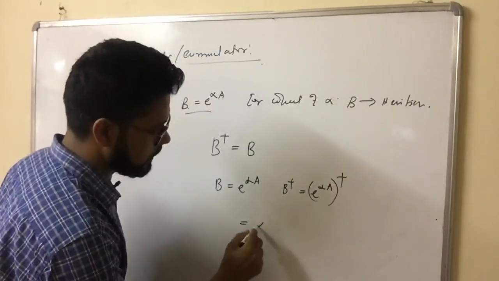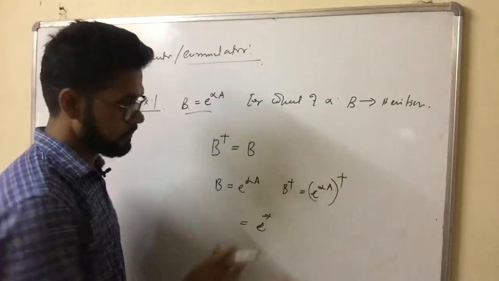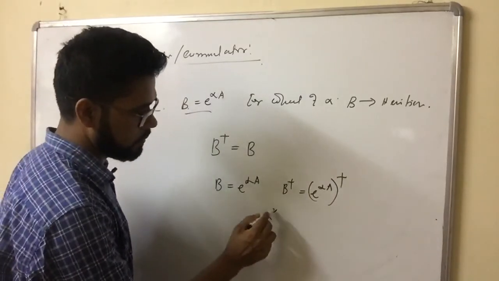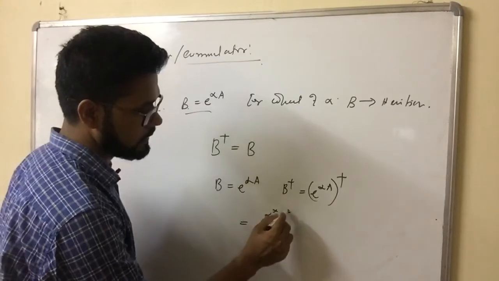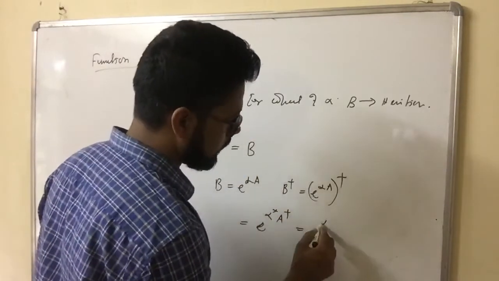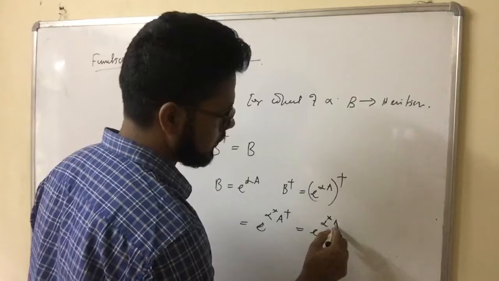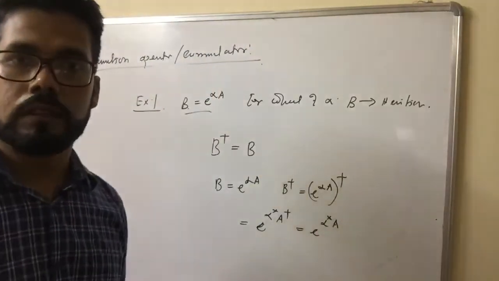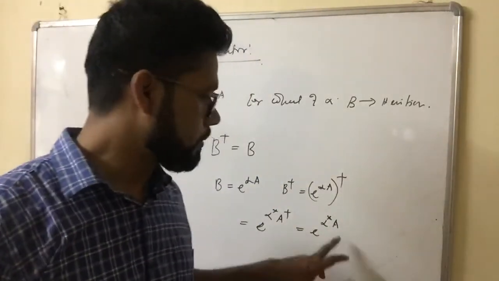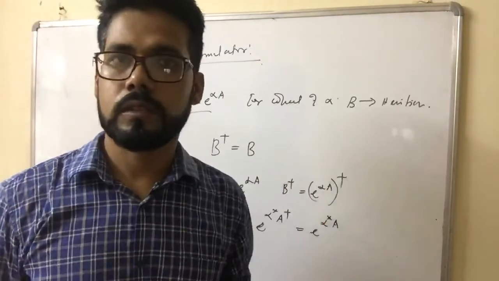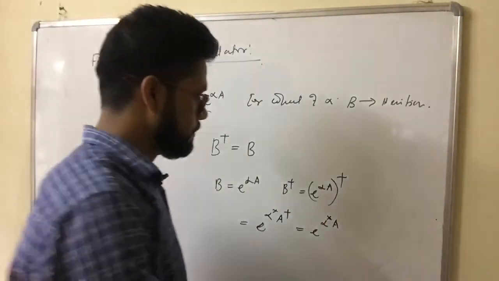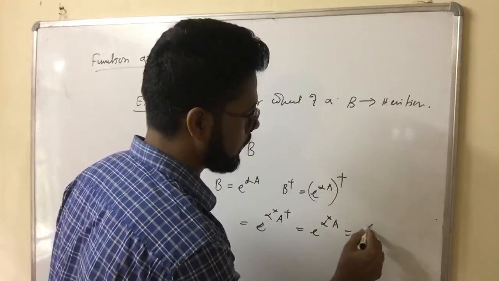C is equal to e to the power alpha, complex conjugation. Alpha complex conjugation and A dagger. A is already Hermitian, so e to the power complex conjugation of alpha times A. Now, if alpha is a real number, then complex conjugation does not change its value. So it will be e to the power alpha A.